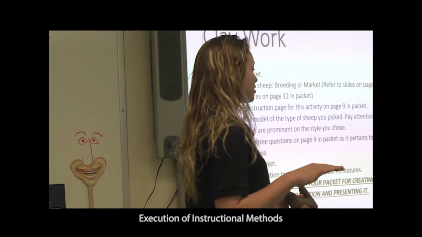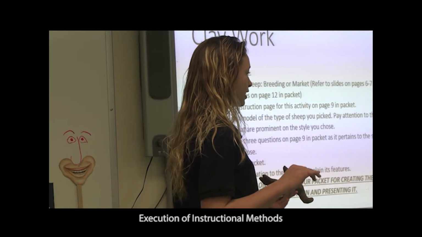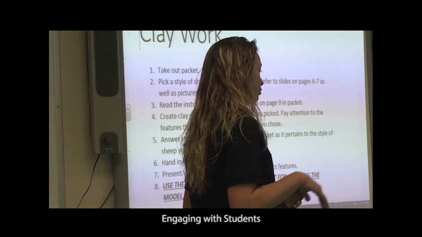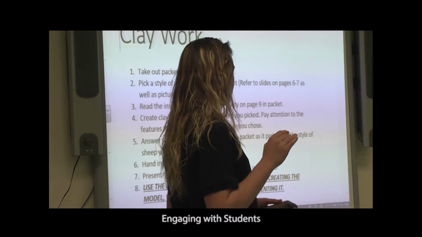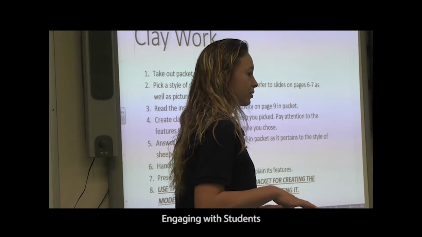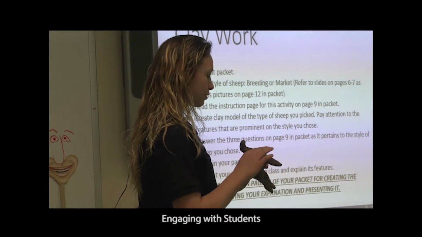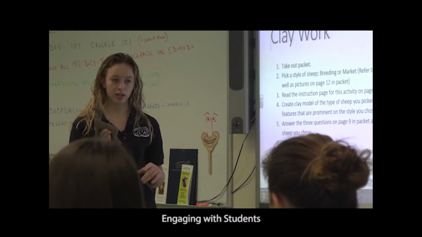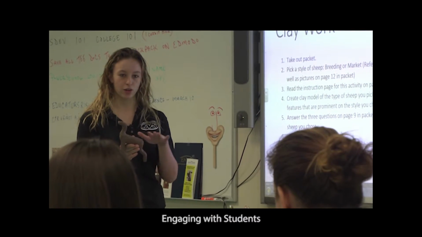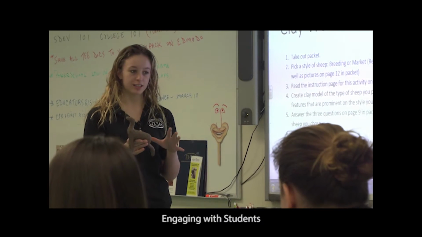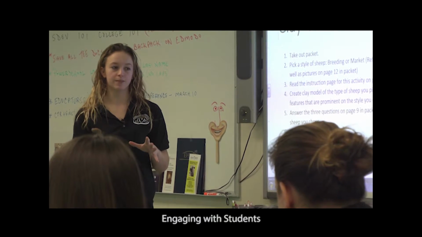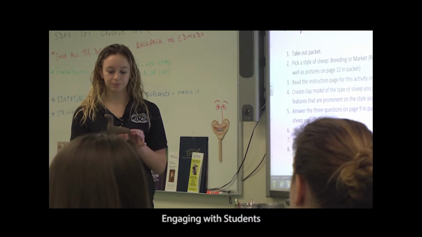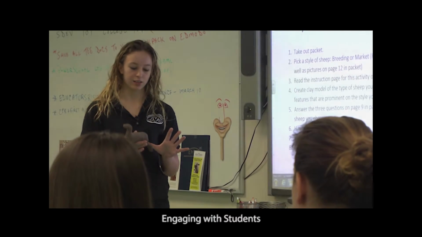You're going to make sure that you use the rubric on the back page on page 13 so that you make sure that you're answering the questions thoroughly and you know exactly what I'm looking for in the presentation. So here's an example that I made. You can tell it's a market lamb, right? You can tell that because it's longer, it's slanted down, it sets up differently than a breeding sheep would. It has the longer neck and the longer legs.